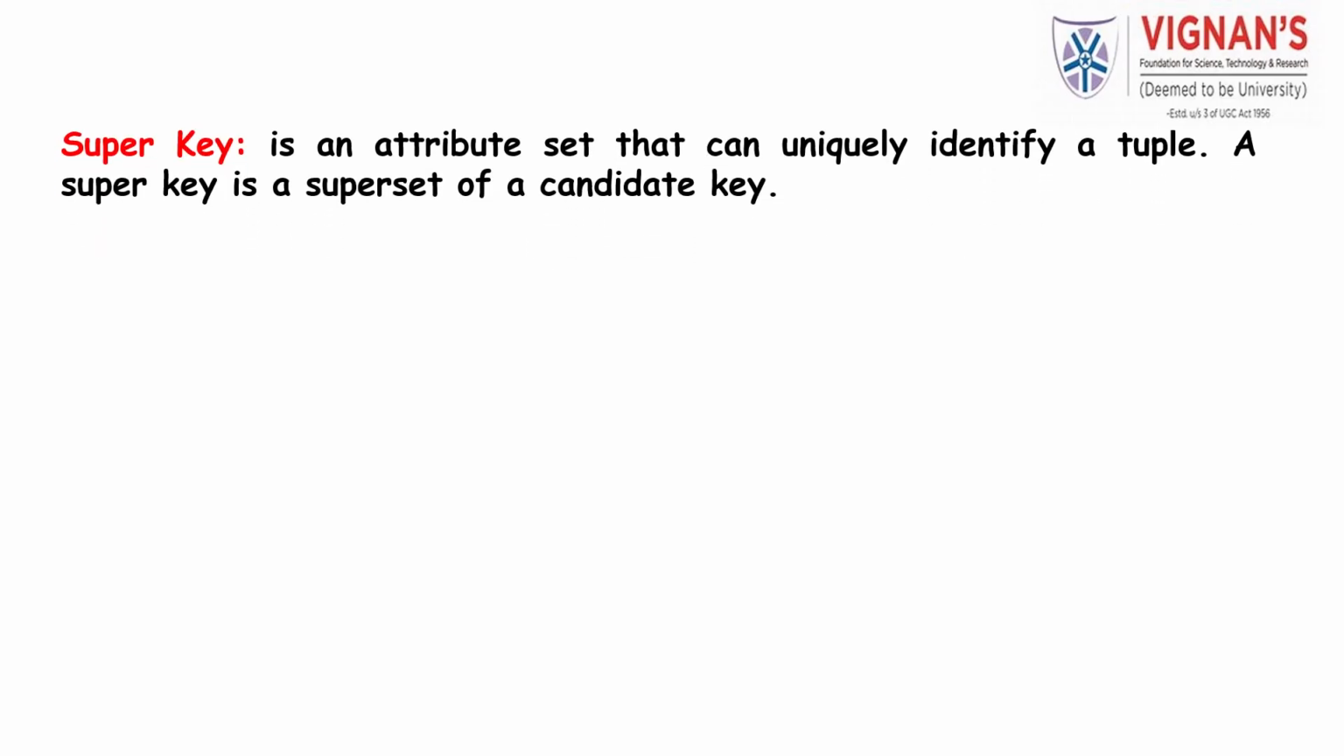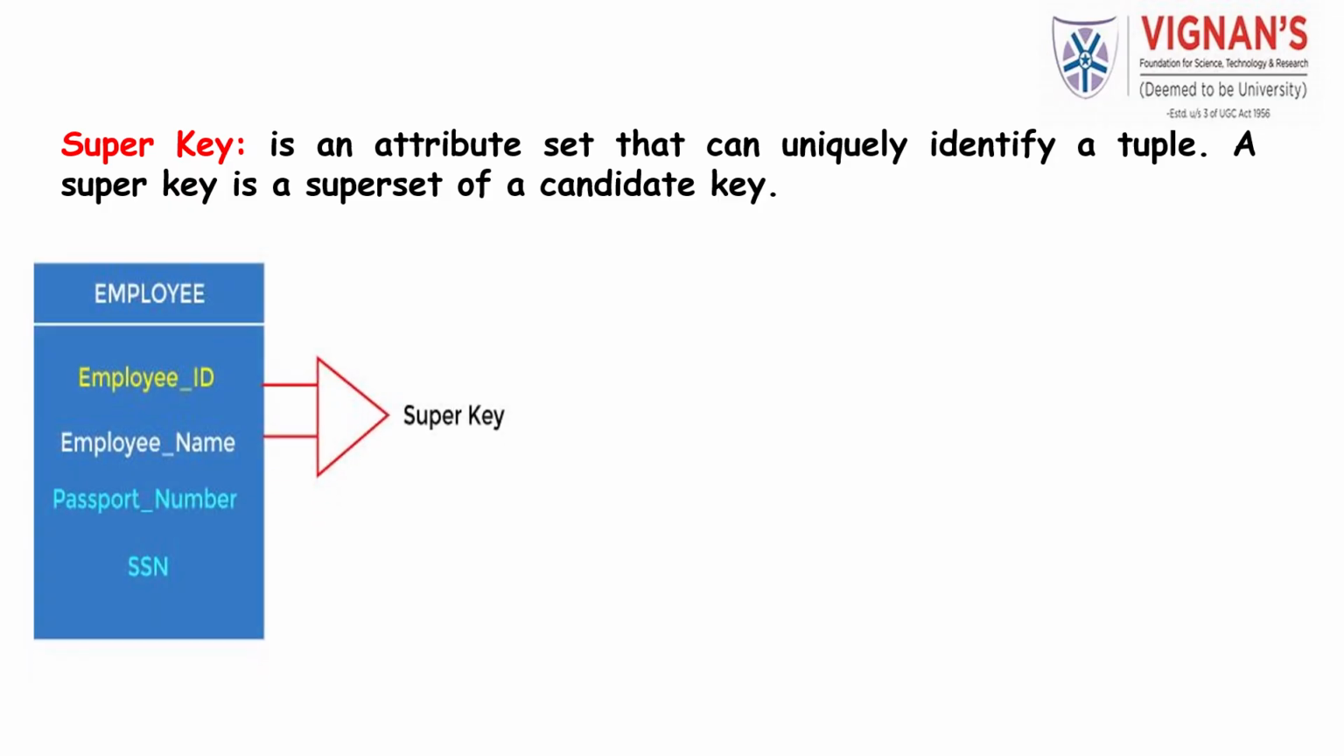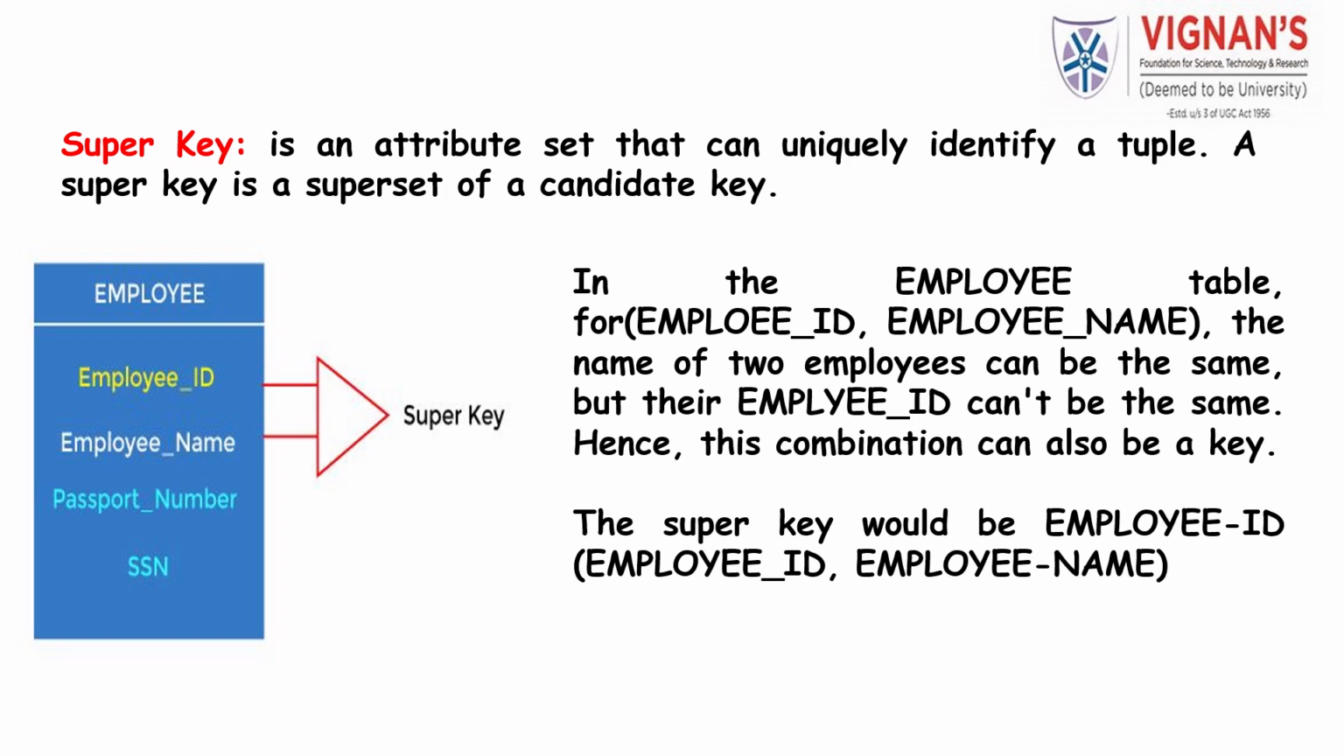A superkey is any set of one or more attributes that can uniquely identify a row in a table. For example, consider an employee table with attributes: employee_ID, employee_name, passport_number, SSN. If employee_ID is unique for every employee, then employee_ID is a superkey because no two employees can have the same ID.